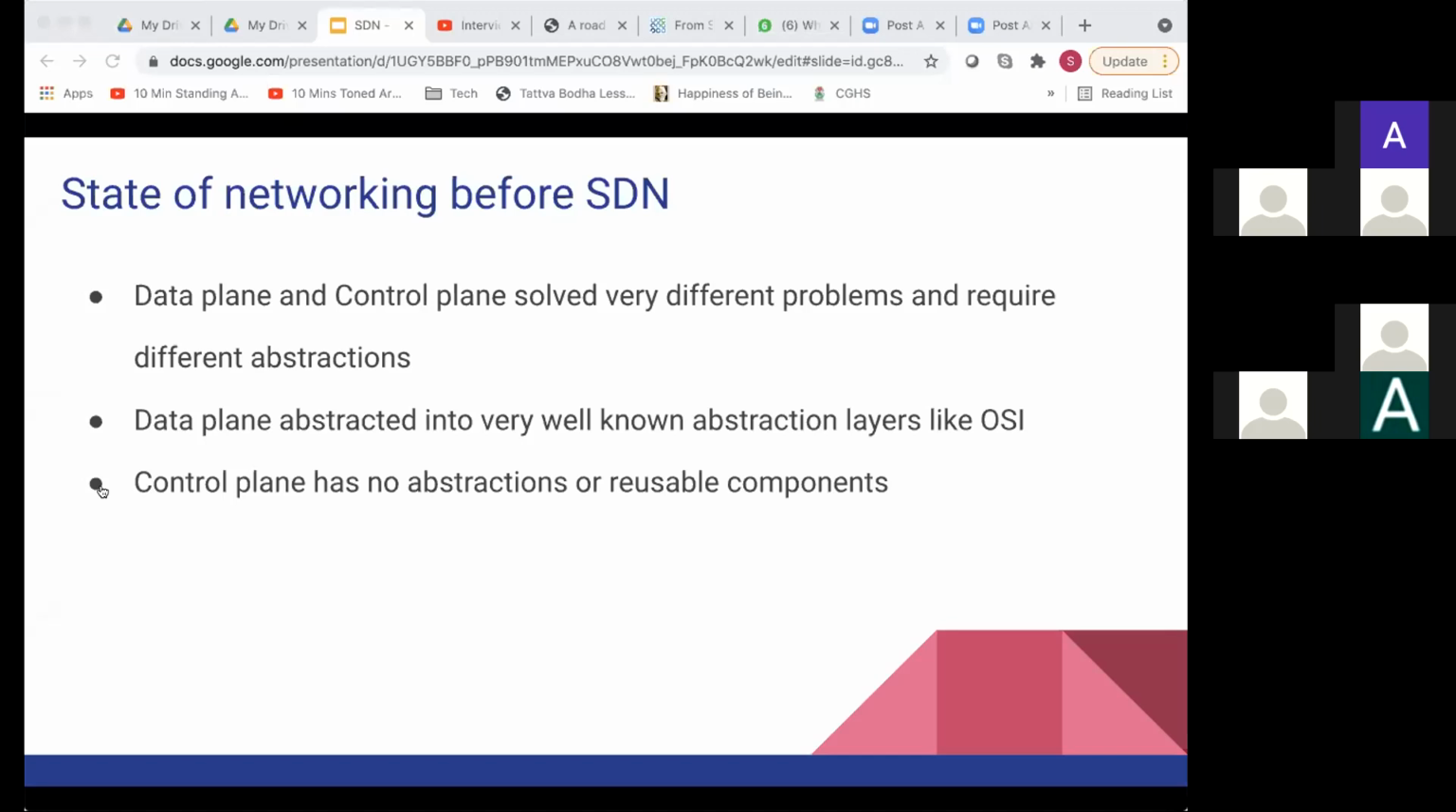And SDN provided a way of abstracting. We will come to that, what exactly it abstracted and made more standardized, and made the interfaces standard so that the control plane can evolve. The data plane evolved into these very clear-cut OSI layers that define how the packet flows, and that was the reason why our internet was a big success.